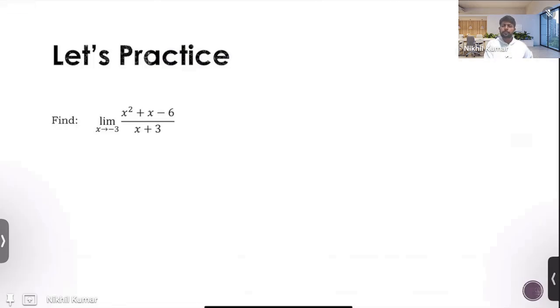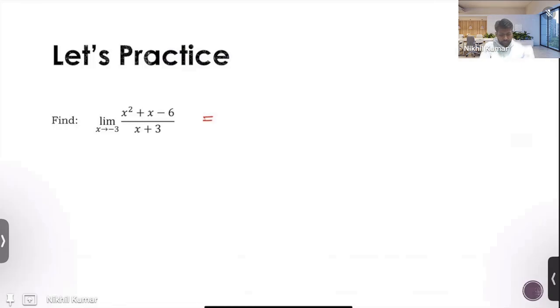Let's practice one more question, and this is based on the factorization technique itself. Let's try to do this. Take a few minutes, attempt this, come back, and then look at the solution. I hope you have given this a try. Let's solve this now.